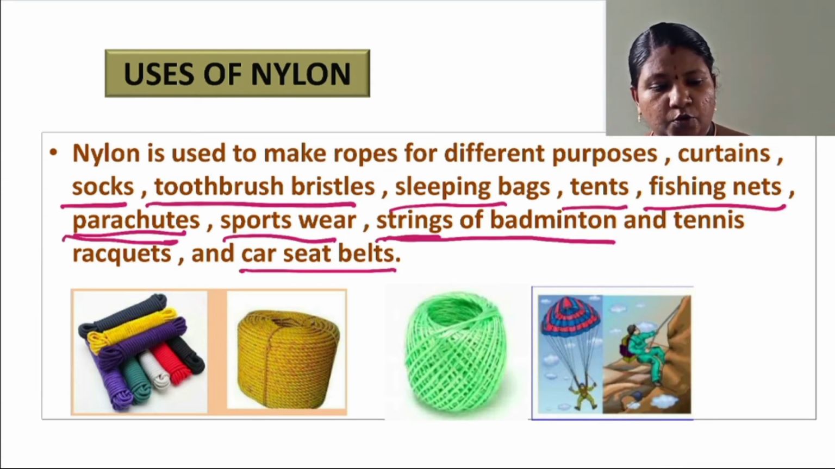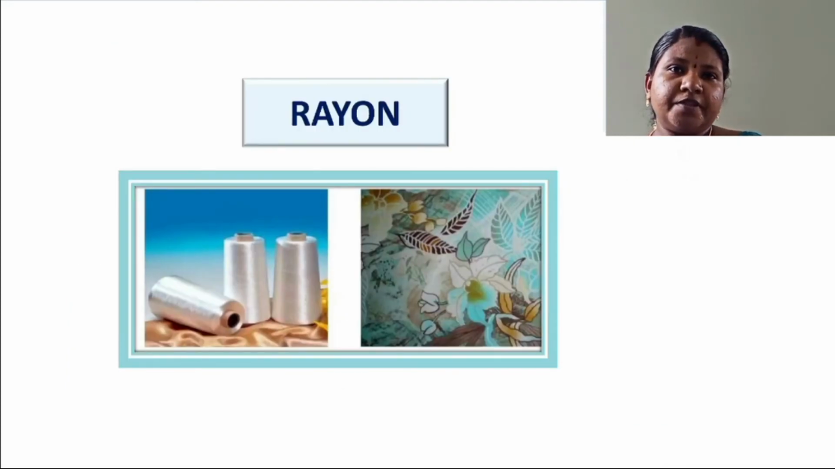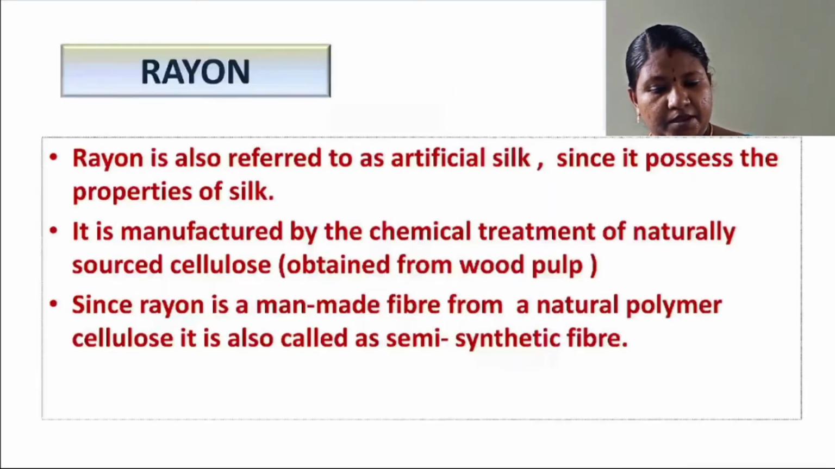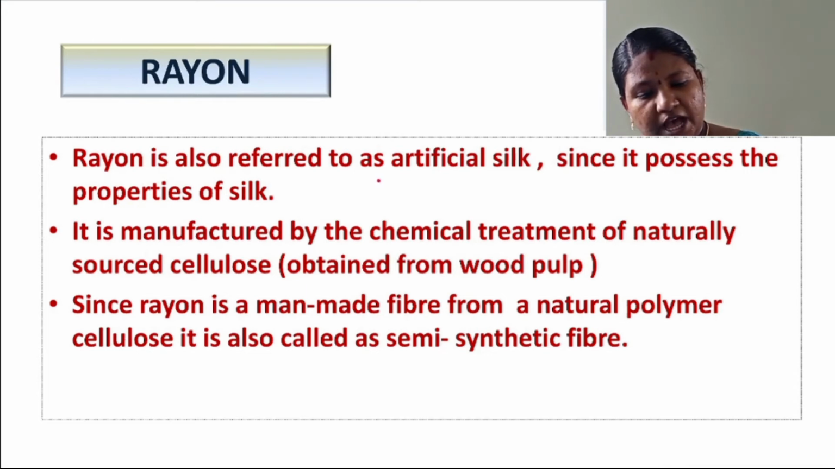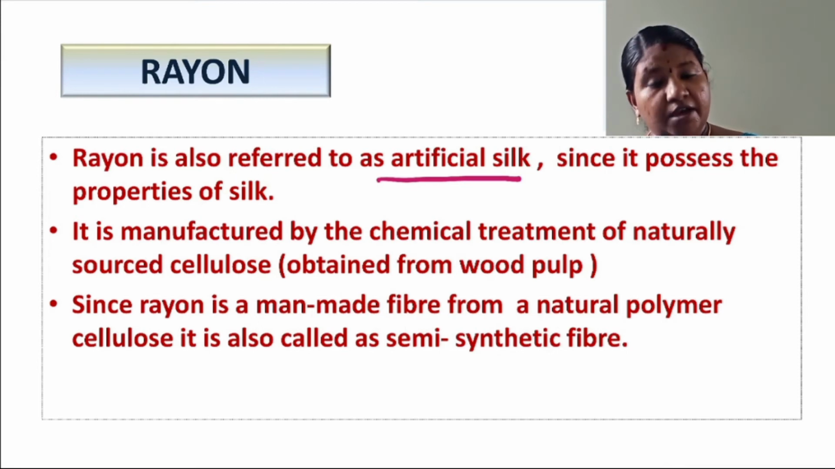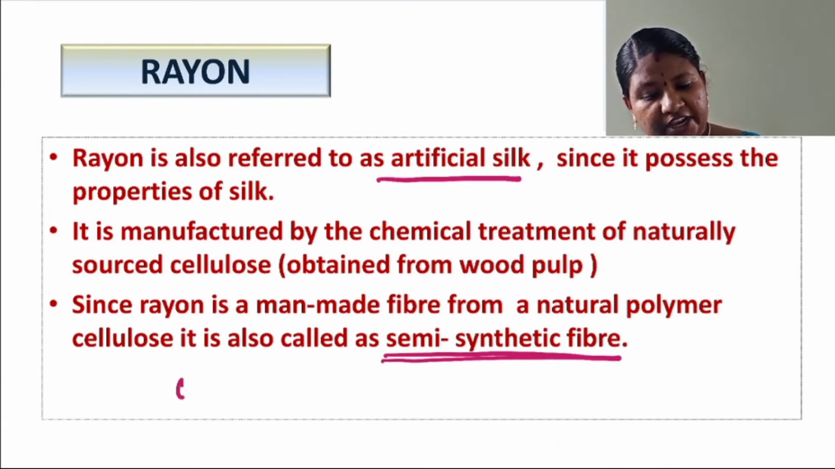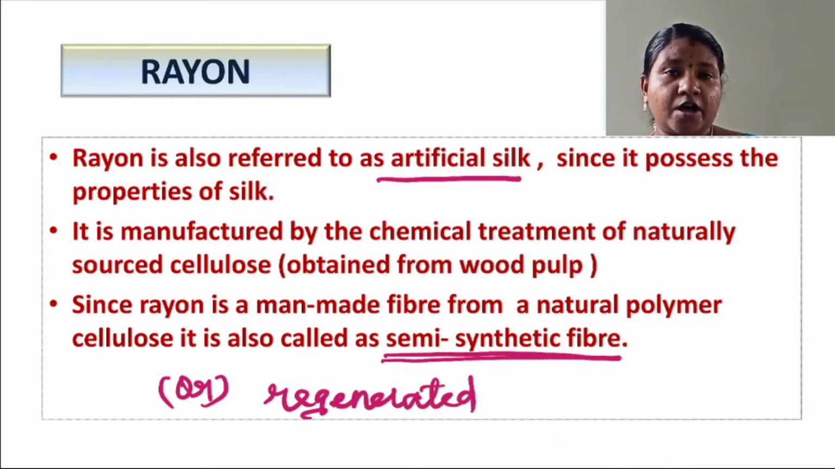Fine. So now we have finished seeing about nylon. Now we are going to see another synthetic fiber, namely rayon. What is the name of the second synthetic fiber we are going to see? Rayon. Right. Rayon has three names. What are they? Rayon is known as artificial silk. Rayon is known as semi-synthetic fiber, or we can call it regenerated fiber. So we have three names for rayon.